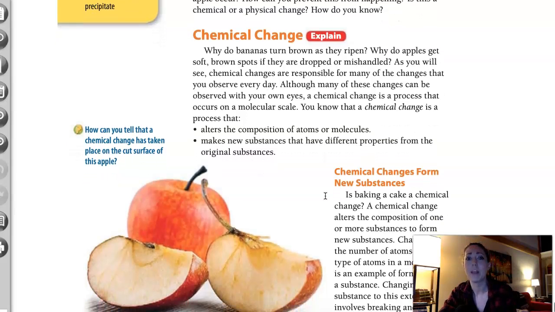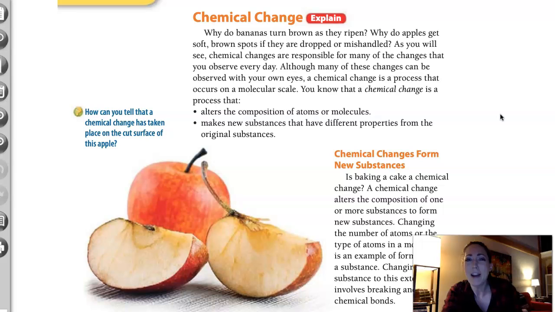How do you know? Chemical changes. Why do bananas turn brown as they ripen? Why do apples get soft brown spots if they're dropped or mishandled? As you will see, chemical changes are responsible for many of the changes that you observe every day. Although many of these changes can be observed with your own eyes, a chemical change is a process that occurs on a molecular scale. You know that a chemical change is a process that alters the composition of atoms or molecules, or makes new substances that have different properties from the original substances.